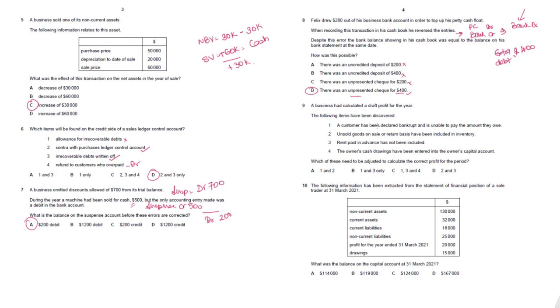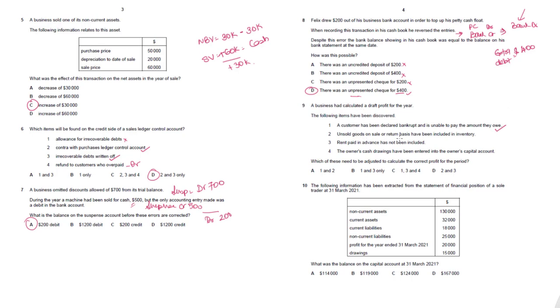The following items have been discovered. A customer has been declared bankrupt and is unable to pay the amount they owe. Unsold goods on sale or return basis have been included in inventory. Rent paid in advance has not been included. The owner's cash drawings have been entered into the owner's capital account. Which of these need to be adjusted to calculate the correct profit? The first one, customer has been declared bankrupt and is unable to pay the amount they owe. This has to be adjusted. It has to be recorded as an expense.